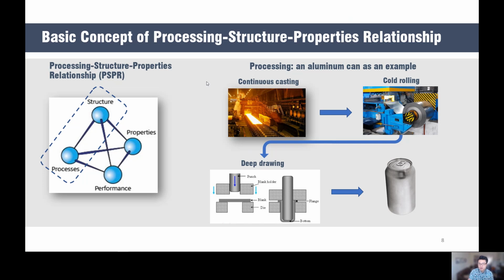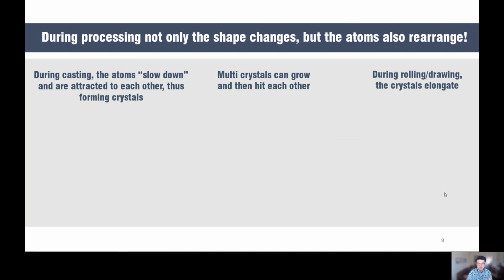You may think that what we're doing here is changing the shape of that metal from a very thick slab of aluminum into a thin sheet. You're correct, but deep inside, if you look at it using a microscope, there's a lot more going on. And this is what we call the process-structure relationship. For example, during the continuous casting of that aluminum, atoms will slow down and attract to each other, forming what we call crystals.